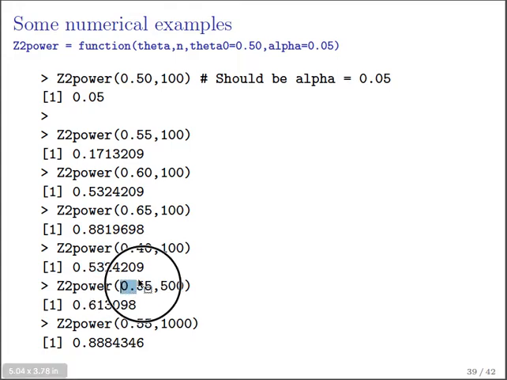What if, going back to this 55%, what if we had n equals 500? 500 consumers tasting these coffees. Power goes up to 61%. With 1,000 consumers and a 55% preference for the new blend, you're getting your probability of rejecting the null hypothesis up into a level that would be considered quite healthy. But 1,000 would be a surprise to most people.